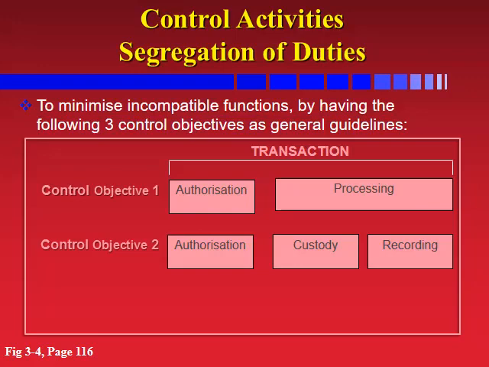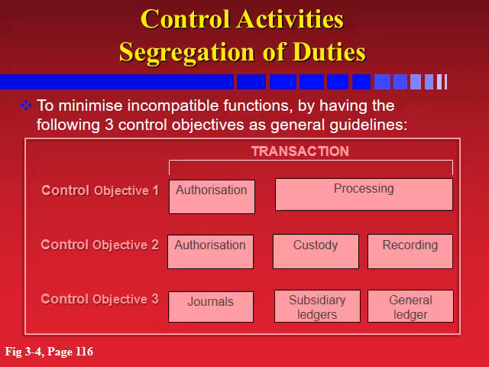The third control objective is to separate incompatible accounting tasks such that no individual has sufficient access to accounting records to perpetrate a fraud. For example, journals, subsidiary ledgers, and the general ledger are maintained by separate staff.